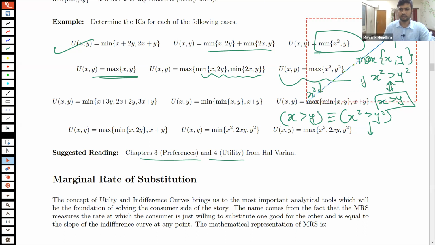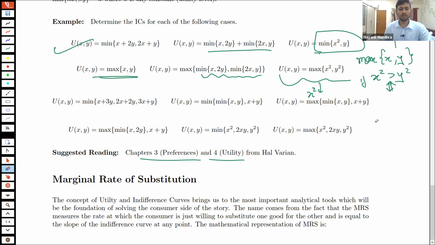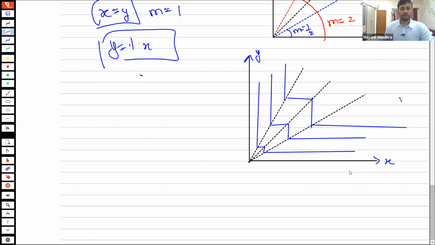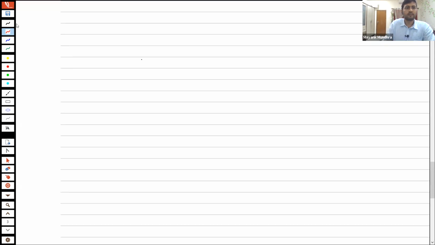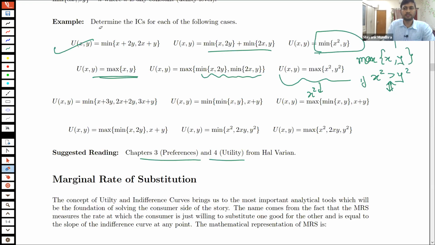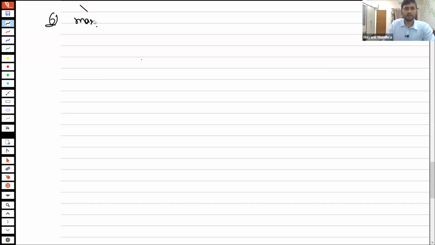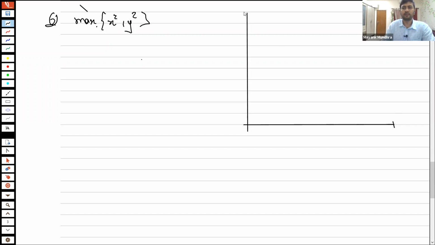Why is this not cancelled? X. Okay, this is question number 6. Question 6 is max of x square comma y square. All right, so x square. So x square will be reported.